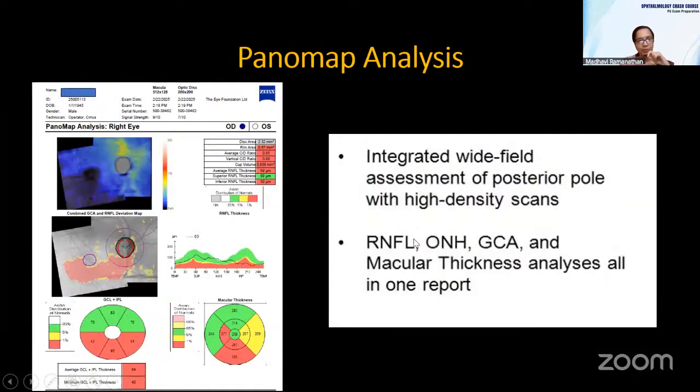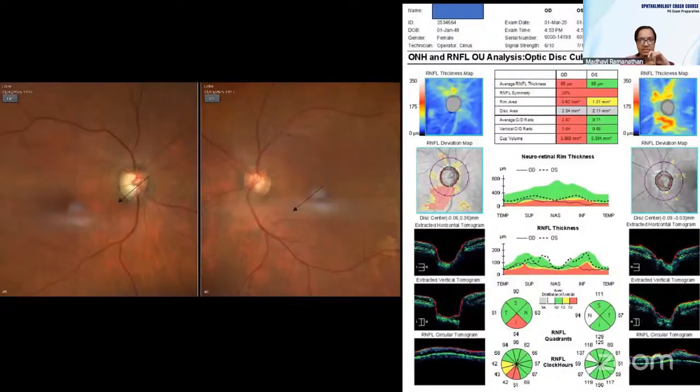So this is the panomap analysis. You are going to integrate the macular ganglion cell analysis along with the optic nerve parameters. So RNFL, ONH, GCA, everything is shown in a single report. Let's jump into one example. Here you can see that in the right eye, there is thinning in the thickness map, which is once again seen in the deviation map, and it is seen in the clock hour and quadrant wise analysis.